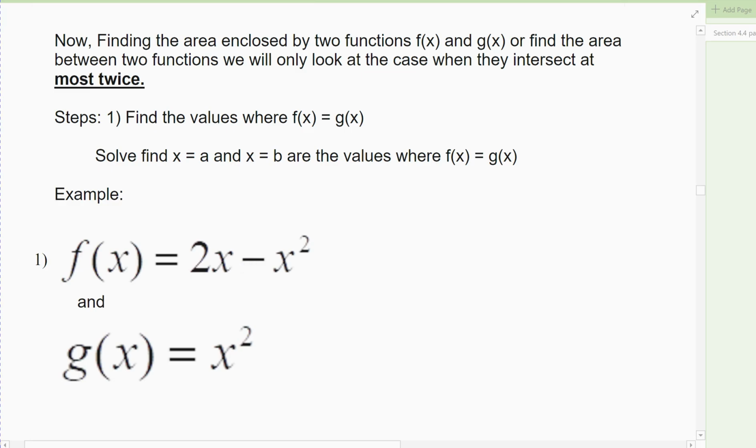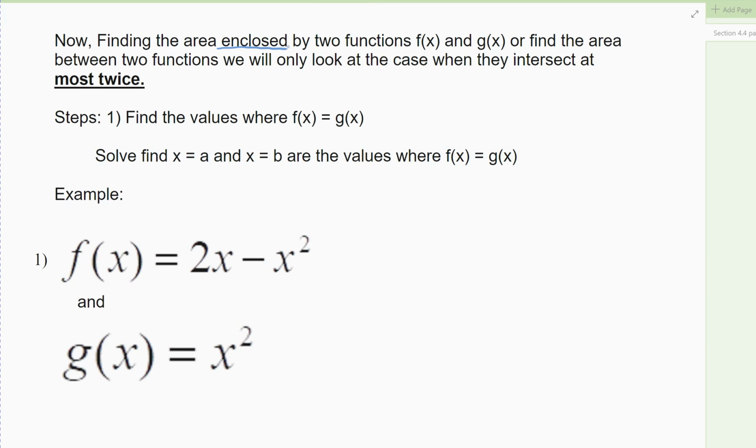Alright, so now finding areas that are enclosed by, which is very similar to area between two curves. There's one additional step here. Areas enclosed by means they're completely surrounded by two functions. And we're only going to look at the case where my two functions intersect twice. Otherwise it gets a little more complicated.